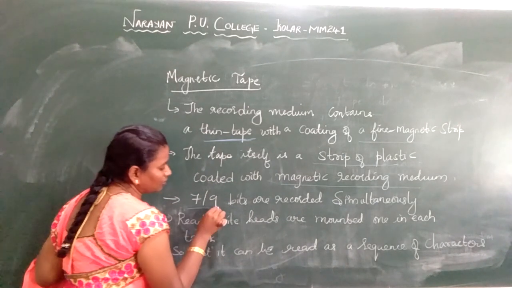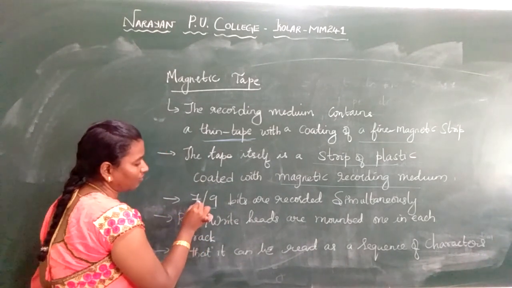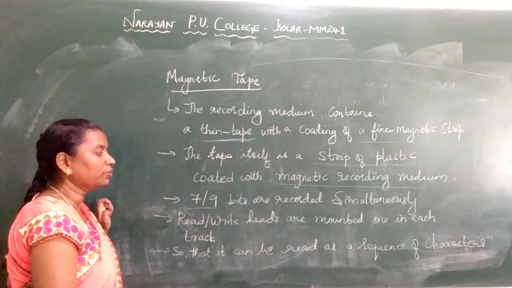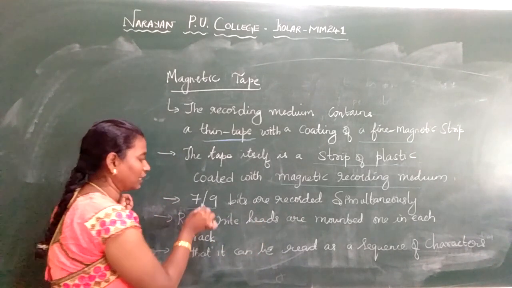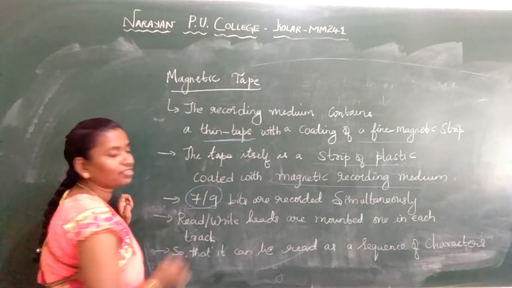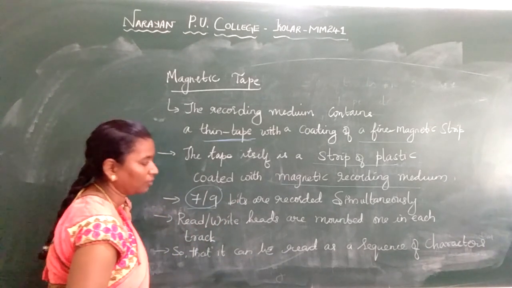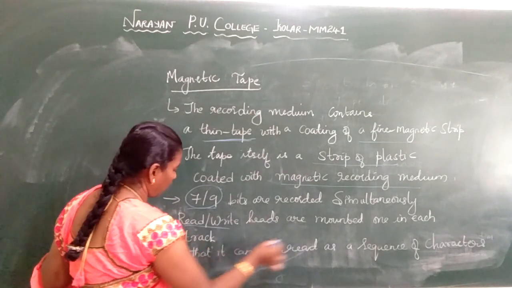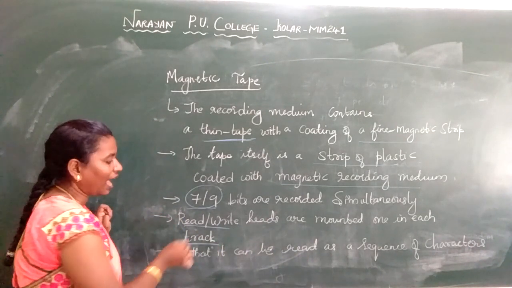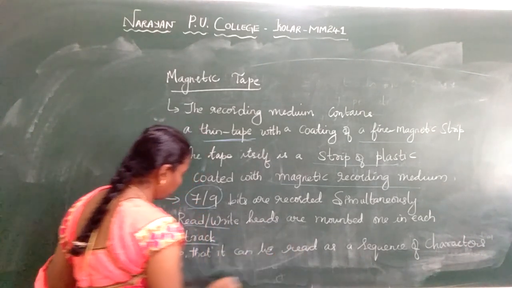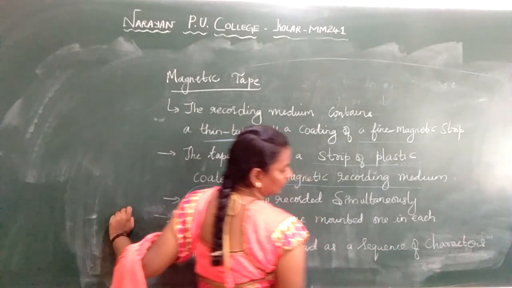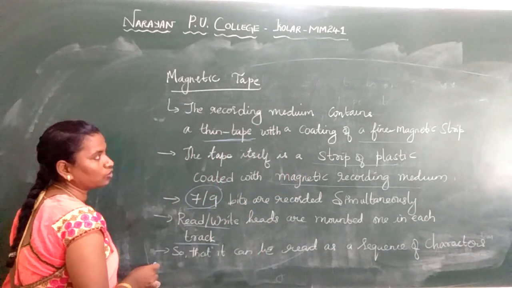How many bits can we record simultaneously? We have 7 or 9 bits of data recorded simultaneously. It has read and write heads which are mounted onto one track, so that the data can be read as a sequence of characters.